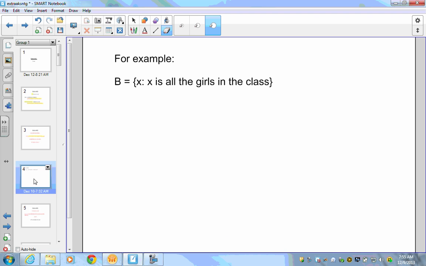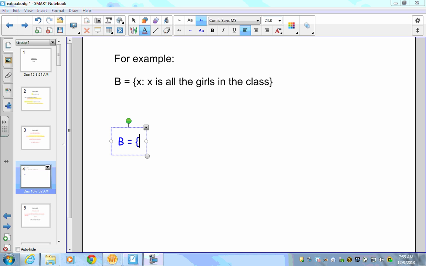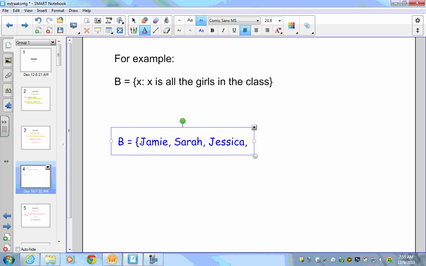Let's try another example. Rather than writing out the girls in the class, I can just say in set B, x stands for all the girls in the class. So from here, I could say in set B you had the girls in the class: Jamie, Sarah, Jessica, Aaron, so on and so forth. So I can either give you the list, or I can give you a definition like we just went over. So let's keep going.